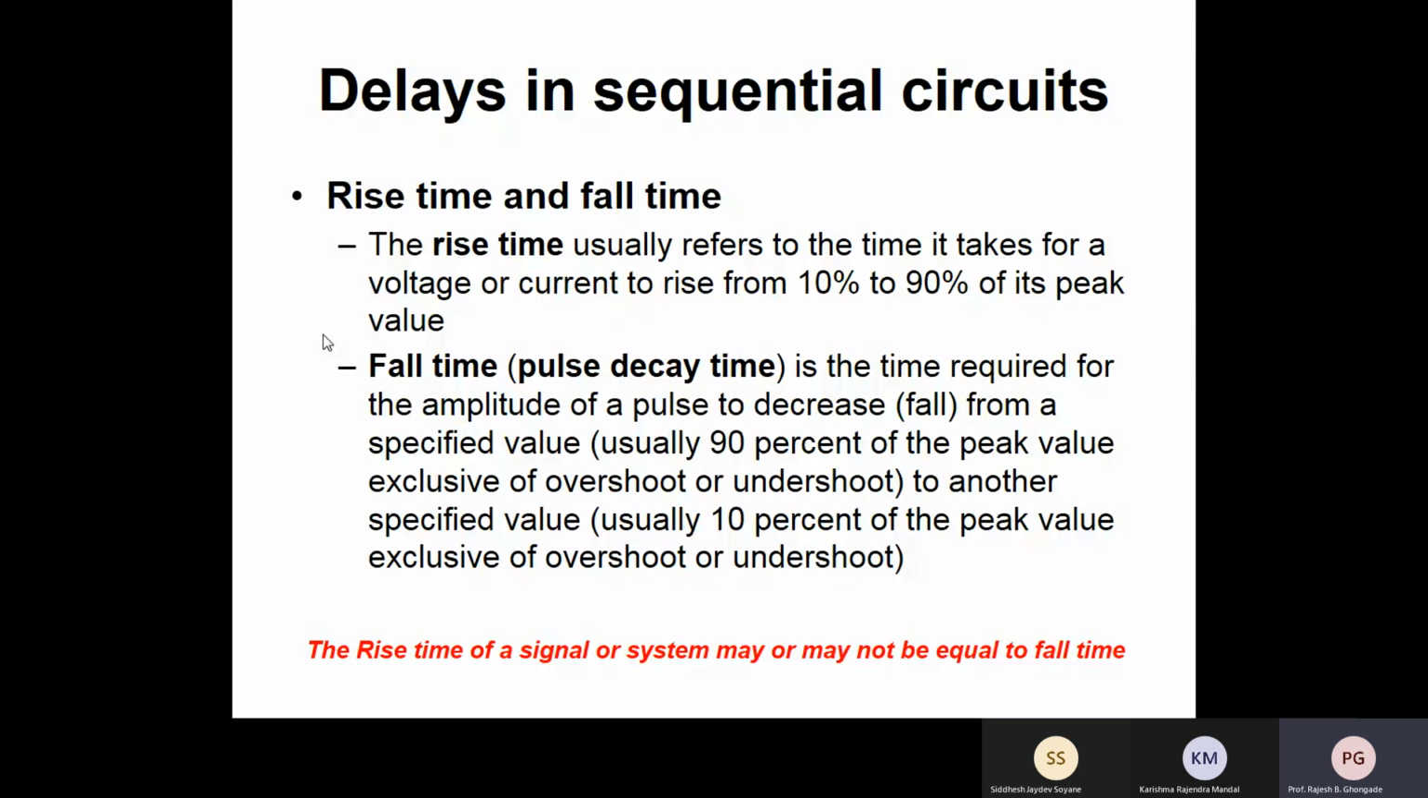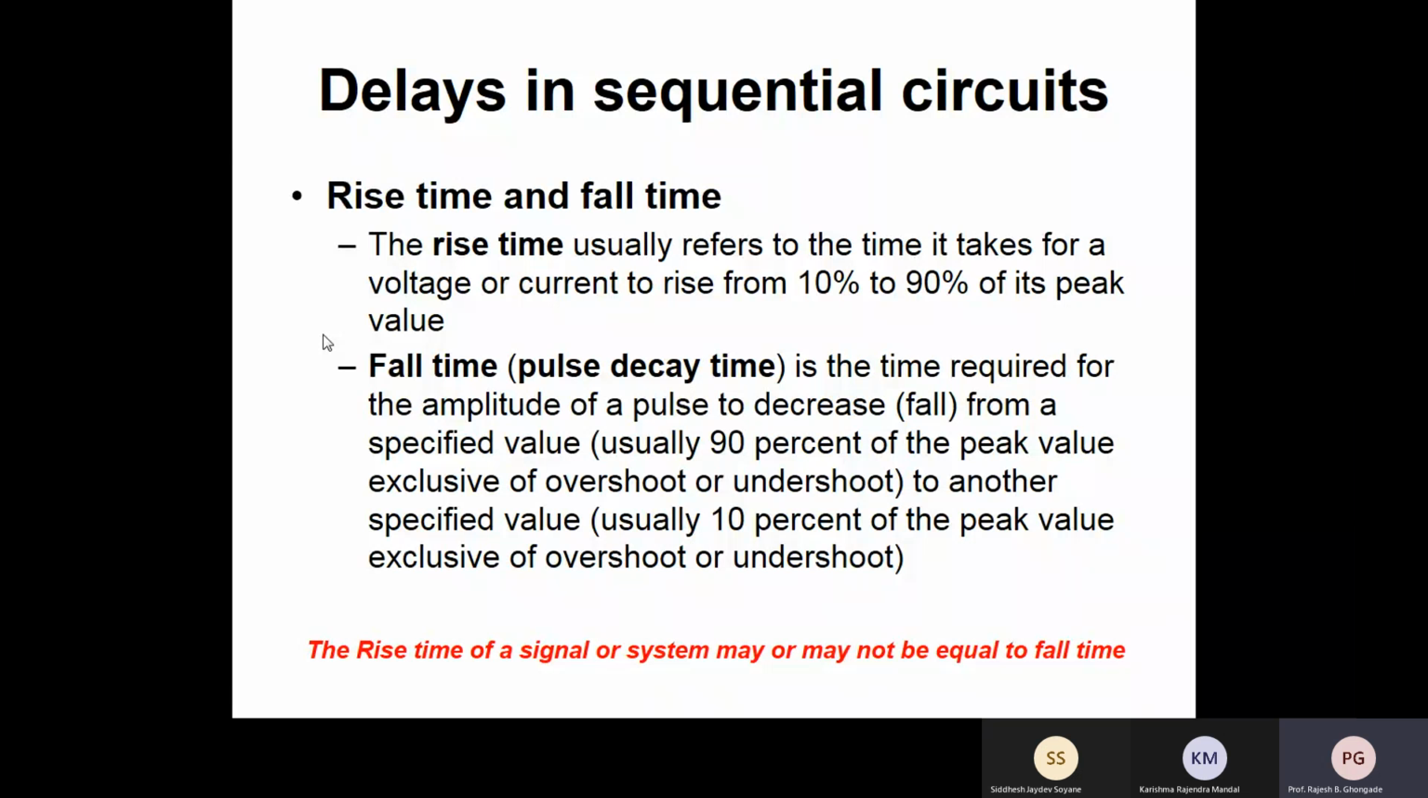Similarly, the fall time, also called the pulse decay time, is the time required for the amplitude of a pulse to decrease or fall from a specified value, usually 90% of the peak value, exclusive of the overshoot or the undershoot, to another specified value, which is 10% of the peak value. So you can have the rise time as the time taken for the signal to rise from 10% to 90% of the peak value, and conversely the fall time will be from 90% to 10% respectively.